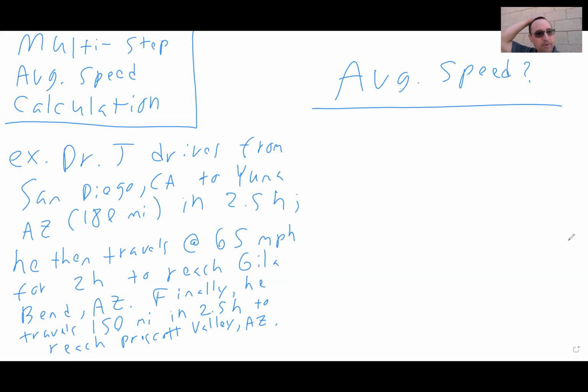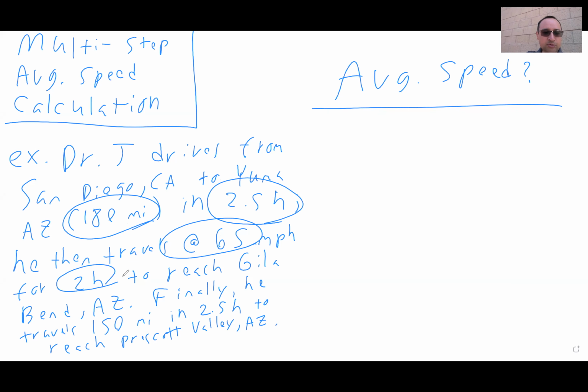Okay, so I went through the map, and here's my average drive to see my parents. I leave San Diego, and I get to Yuma, Arizona, which is about 180 miles away in about 2.5 hours. I then go at 65 miles per hour for 2 hours to reach Gila Bend, Arizona. And then finally, I travel the final 150 miles in 2.5 hours to get to my parents' place in Prescott Valley, Arizona. This all seems like a lot of craziness going on here, but we can break this thing down pretty quickly.